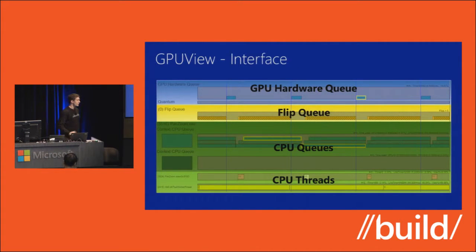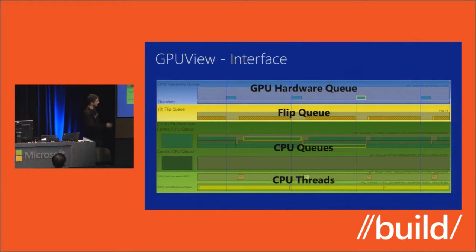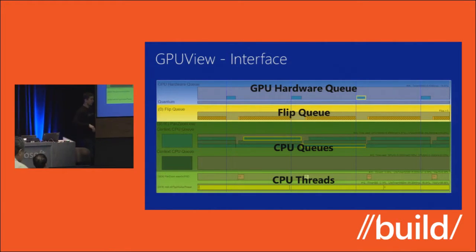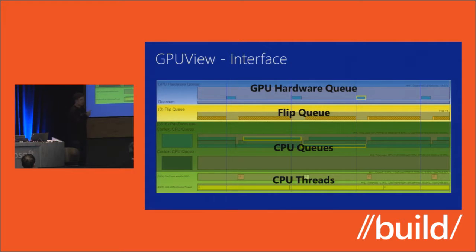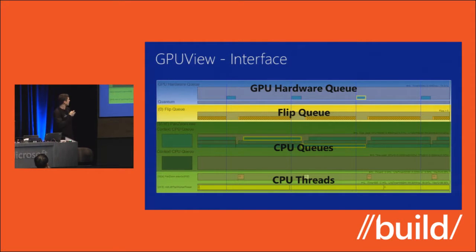Now, this is what GPU View looks like. There's UI Chrome as well, a border and a menu, but really, this is what you're going to see. So, the left-hand column, these are just row labels. It tells you what's going to happen to the right. To the right, this is the timeline. This is the core of visualization in GPU View. Time flows left to right. Work items generally flow bottom to top.